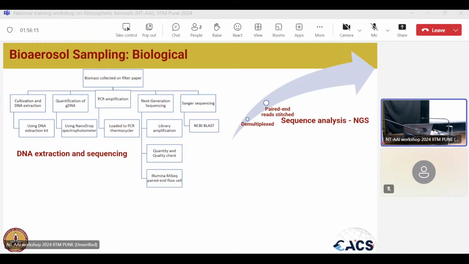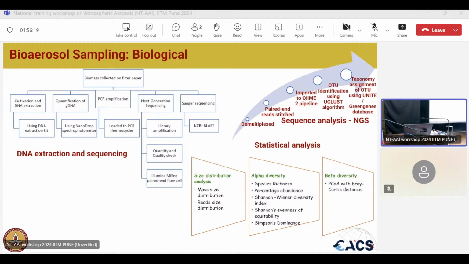So one of the ideas of the DNA analysis is that you can really go up to the species level identification, meaning what kind of species of bacteria or pollen or fungal spore is flying in the air. That is possible. But it's slightly tricky. It's not something I can explain in one lecture of 20 minutes. It probably requires a full workshop on bioaerosol characterization, not only one lecture.